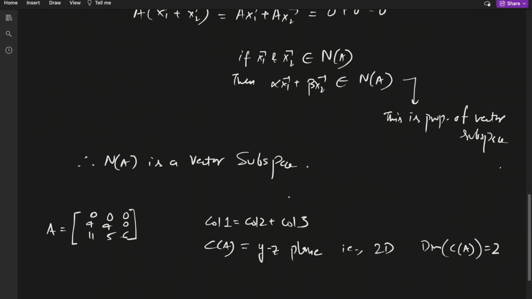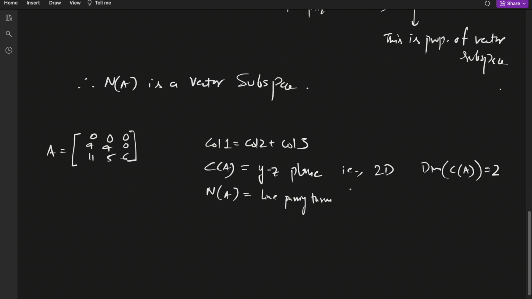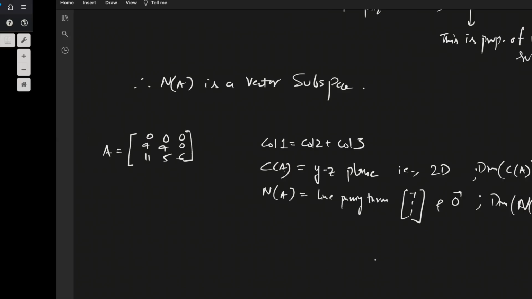So we can say the null space of A is a line passing through the vector [-1 1 1] and the zero vector. And in this case, the dimension of the null space of A is nothing but 1, because it's a line. But yeah, the null space is also belonging to R cube.